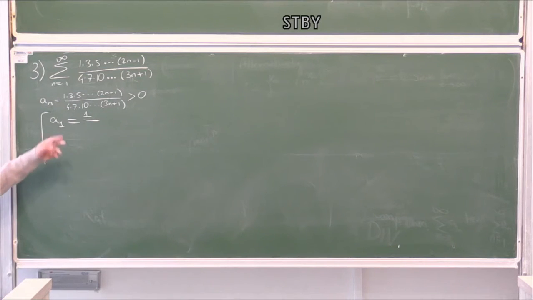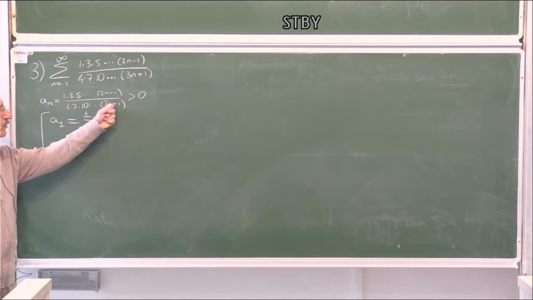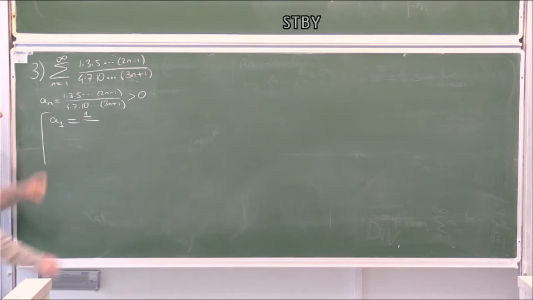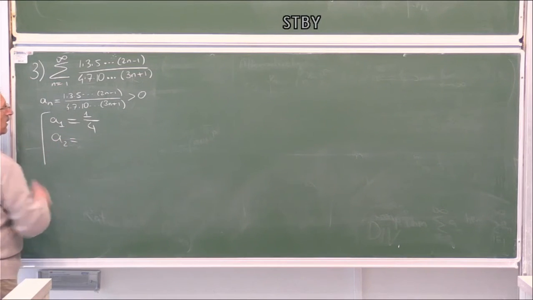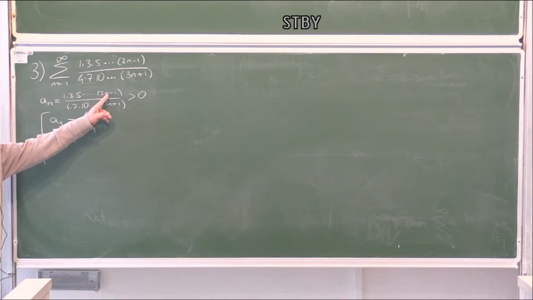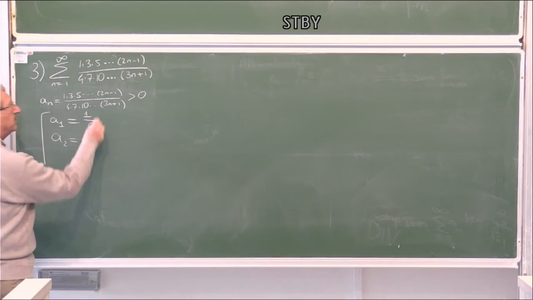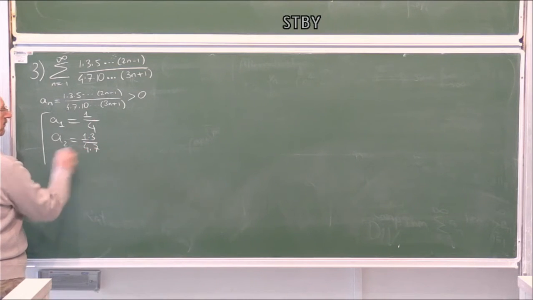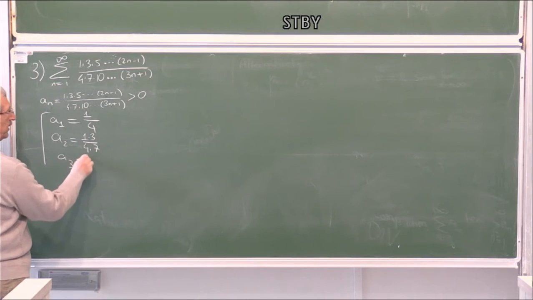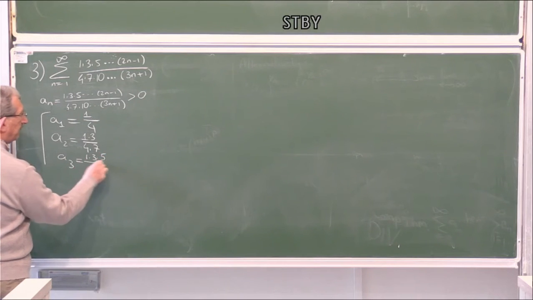At the bottom, you multiply all these numbers up to 4. But you only have 4 here. So the first one is 1 over 4. For the second one, when you put n equal to 2, it says you multiply all odd integers up to 3, starting with 1. So it is 1, 3. Similarly, at the bottom, 4, 7. a_3 would be 1, 3, 5, divided by 4, 7, 10, and so on.